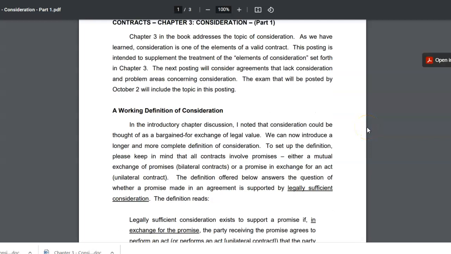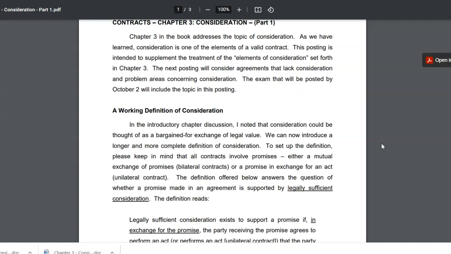You'll remember when we identified at the beginning of the course the four elements of a valid contract. One of them was consideration. And at that point, we simply said that consideration was a bargain for exchange of legal value.